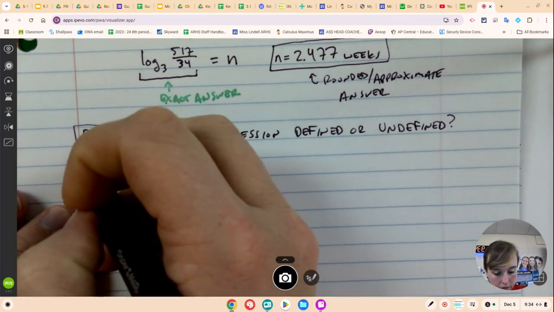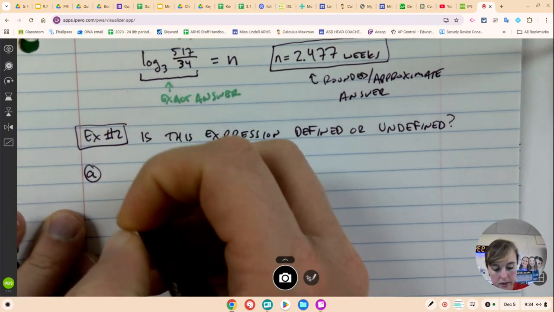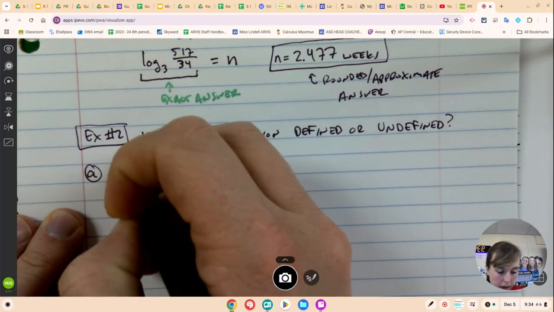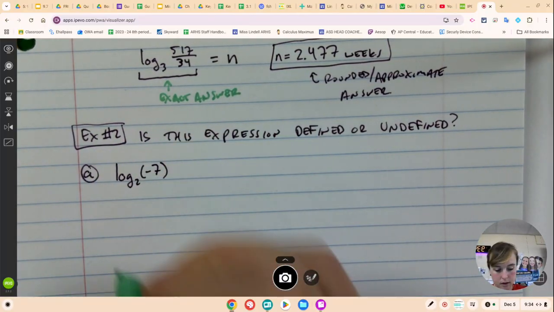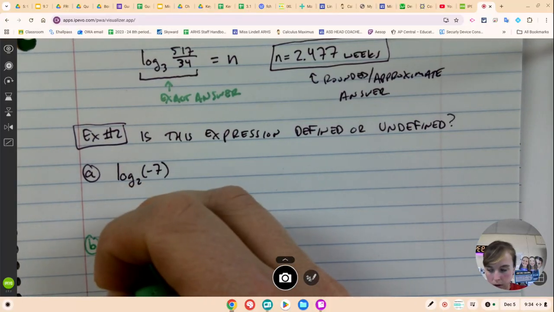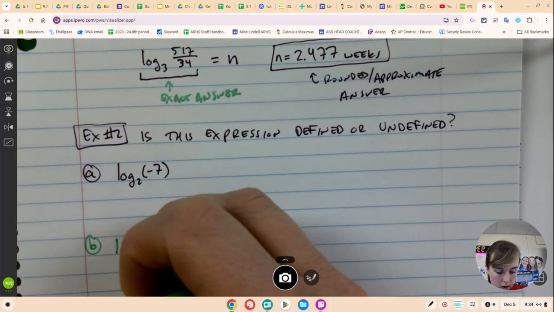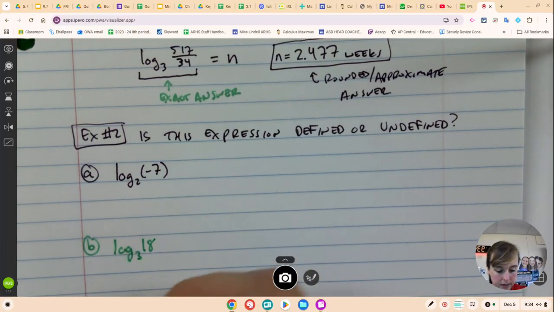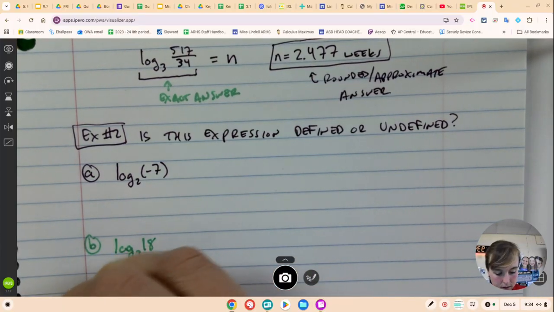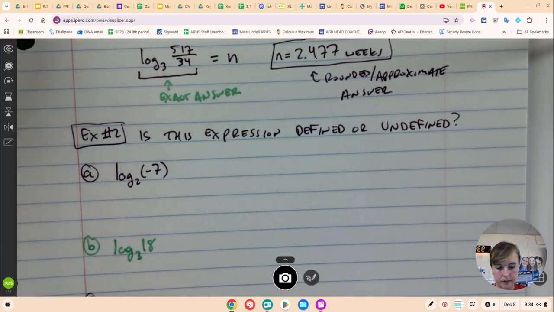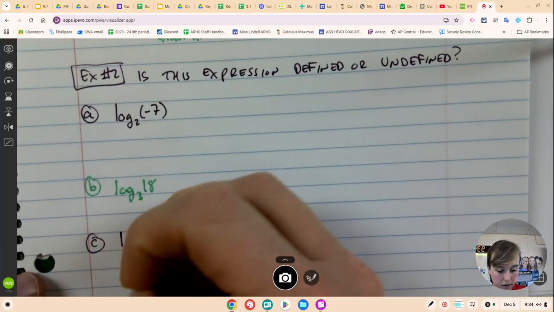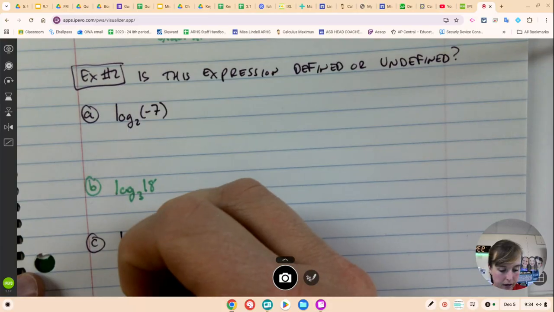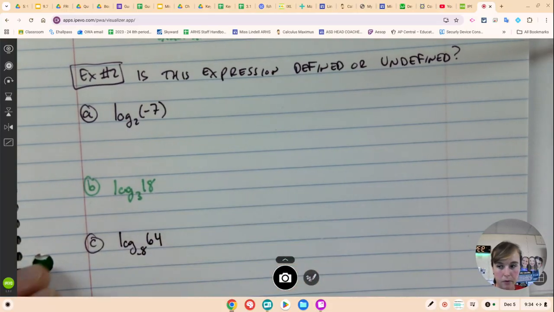So we're going to have 3 expressions we're going to look at. We're going to look at log base 2 of -7. We're going to look at log base 3 of 18. And we're going to look at log base 8, or sorry, log base -8 of 64.